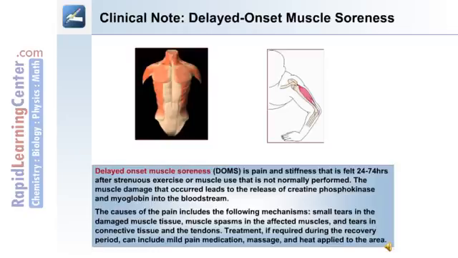The causes of the pain include the following mechanisms. Number 1, small tears in the damaged muscle tissue. Number 2, muscle spasms in the affected muscles. And number 3, tears in connective tissue and the tendons. The treatment, if required, for delayed onset muscle soreness during the recovery period can include mild pain medication, massage, and heat applied to the area.